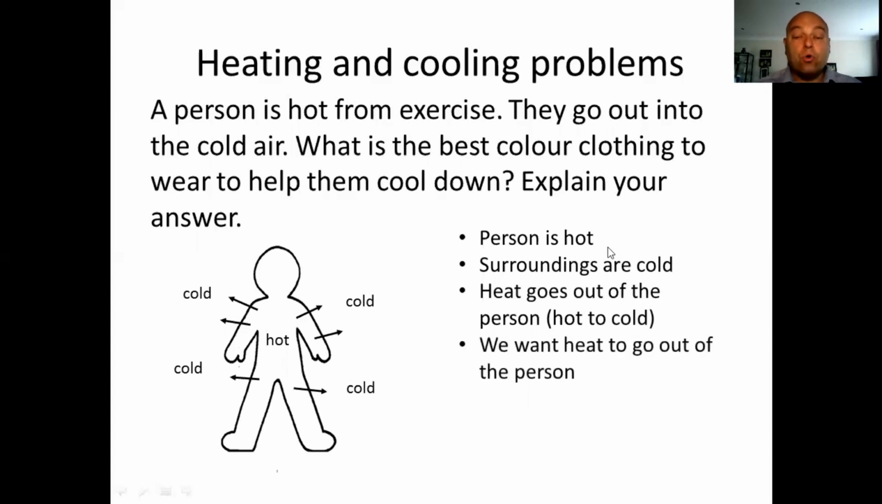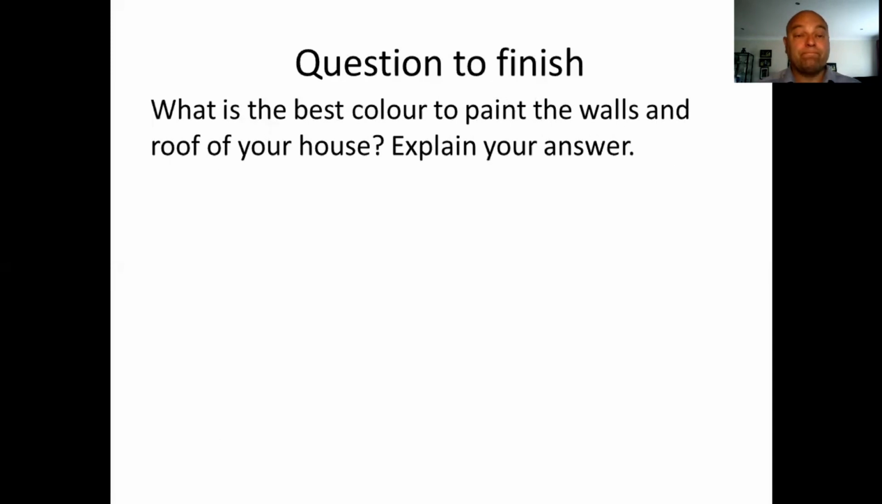To help them cool down means we want the heat to go out of the person. The best colour clothing to wear would be black. Black is the best colour. So if you do exercise, if you wear dark coloured clothing, you're going to cool down slightly quicker than if you're wearing white coloured clothing. Probably black wouldn't show all the sweat stains as much either.